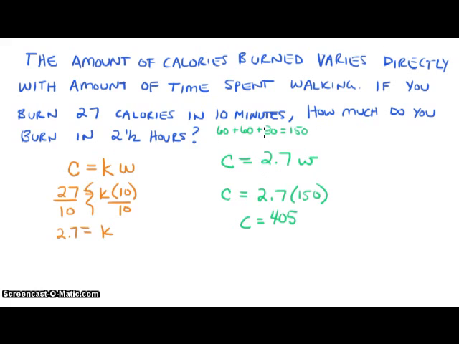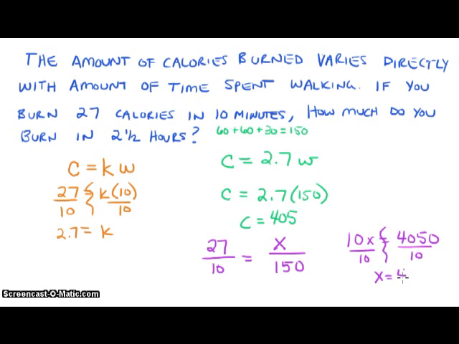And again, if you prefer to solve these as proportions, you could do that. If you solved this one as a proportion, it would look like this. 27 calories in 10 minutes is equal to how many calories in 2.5 hours, or 150 minutes. And so 10 times x is 10x, and 27 times 150 is 4050. And you just divide by 10 on both sides and get that x is equal to 405.